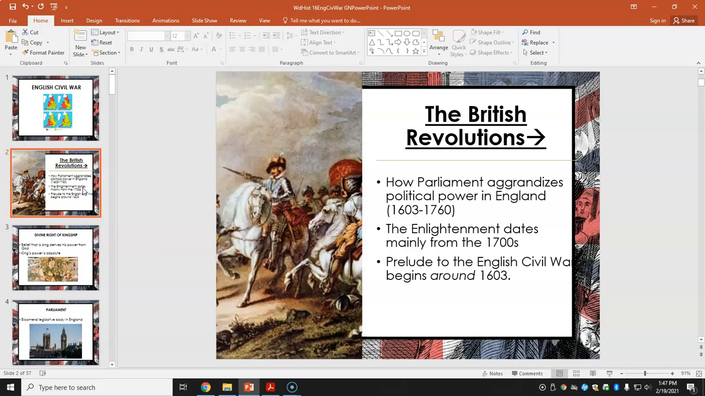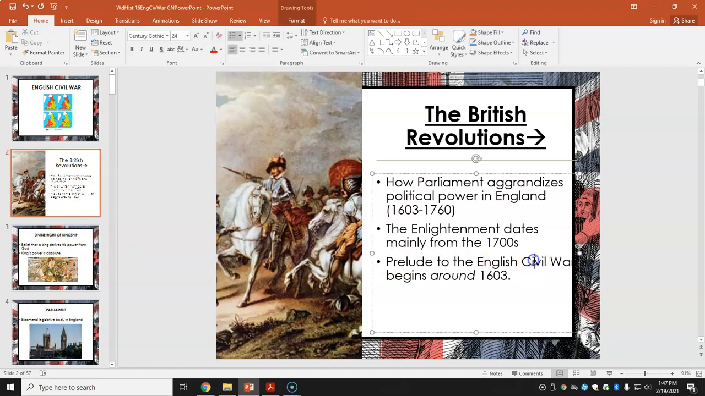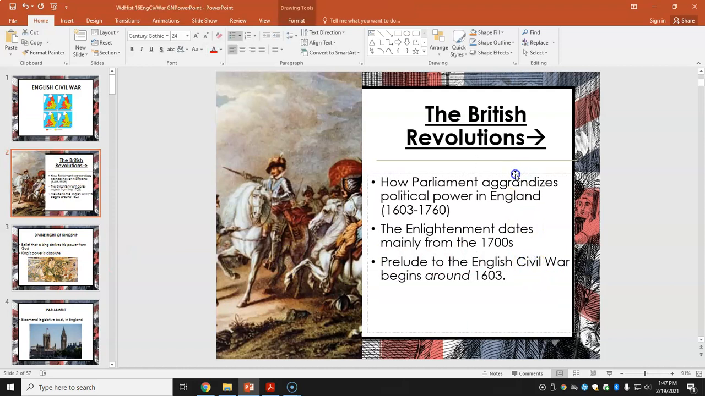We talked about the Enlightenment era. This kind of is going on through all of this. And it's a prelude to the English Civil War, which begins around 1603. So there were other British revolutions that were kind of happening prior to that, and then everything led to a boiling point, and then all of England starts to fight with each other.